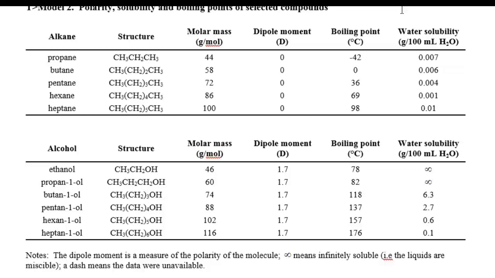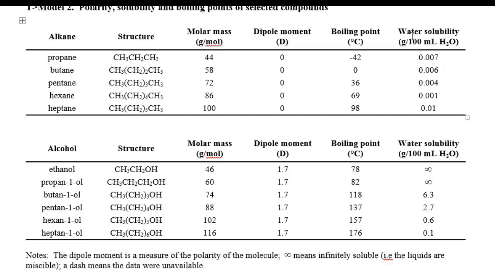We can also see that we have the molar mass, the dipole moment, the boiling point, and the water solubility. I'd like you to focus on, for right now, the molar mass, dipole moment, and boiling points. Clearly, going down a homologous series, the boiling points are getting larger and larger. Now, why do we represent boiling points here? Well, remember that boiling point essentially represents the temperature at which the liquid particles possess sufficient energy to completely vaporize, to go from the liquid state to the gaseous state.